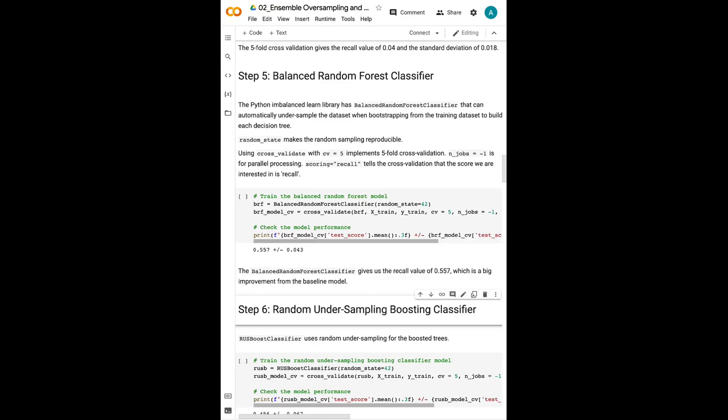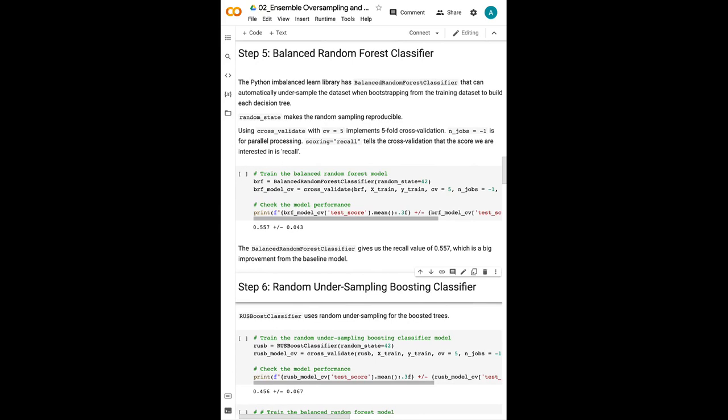Balanced Random Forest Classifier from Python imblearn library is for imbalanced classification models. It automatically undersamples the dataset when bootstrapping from the training dataset. Random state makes the random sampling reproducible.